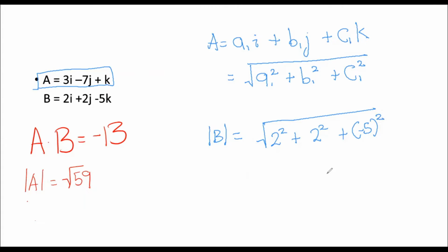All right, so if we expand this, we'll have, let's not forget our square roots, 4 plus 4 plus minus 5 square, that's 25. So we have 8 plus 25, which will give us 33. So it means the magnitude of B is root 33. And now put that in red again.